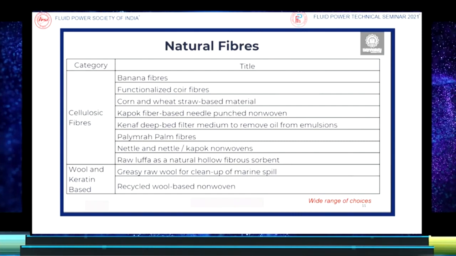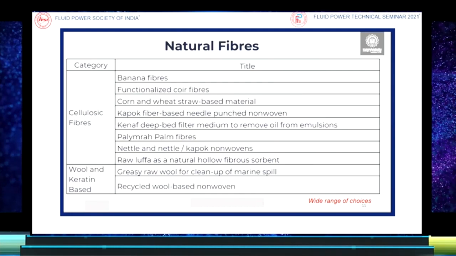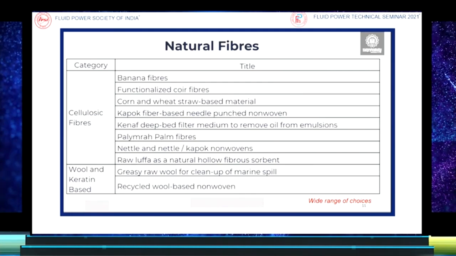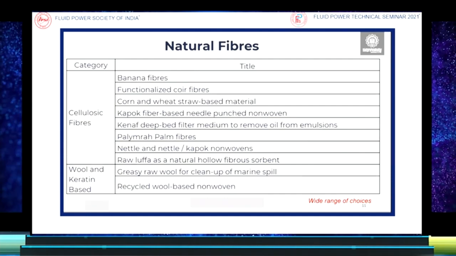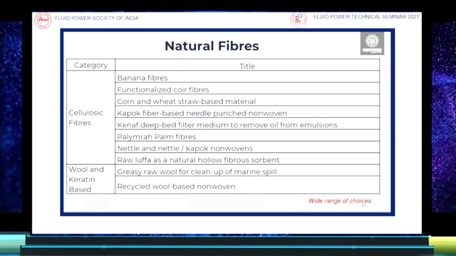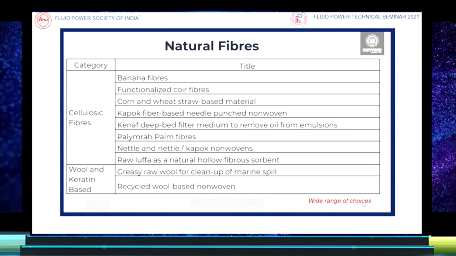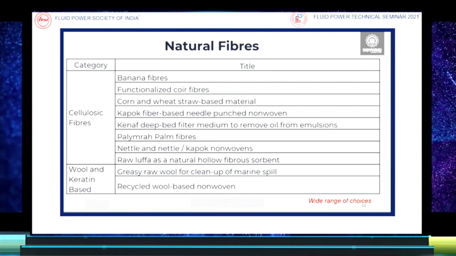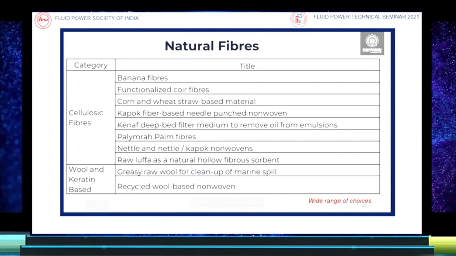And with respect to keratin based, we can use the greasy wool. And near Coimbatore, we have Kodaikanal and Salem, where we have a wool research center working on different applications of wool fibers. Definitely that can be used for filtration also. And recycled wool also can be used in the form of nonwoven.